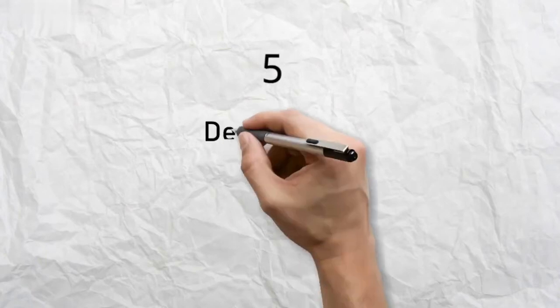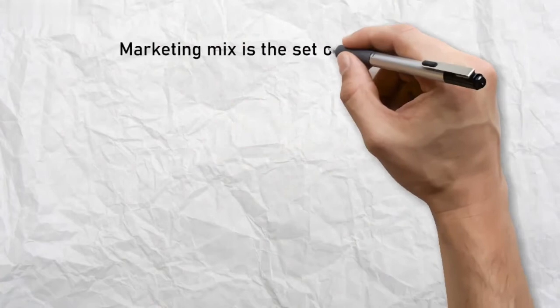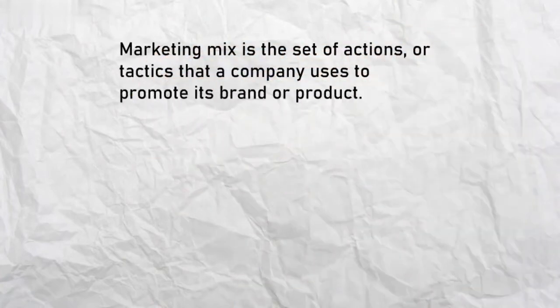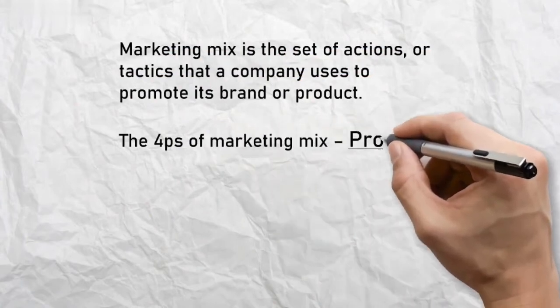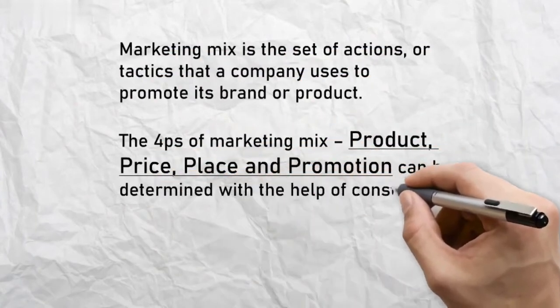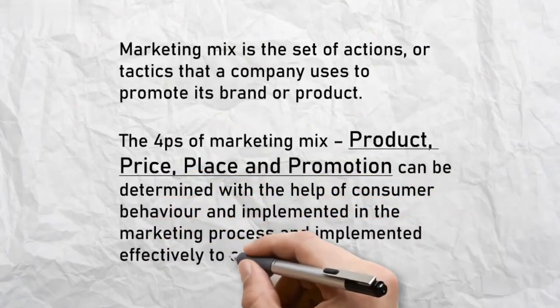Number 5. Designing marketing mix. Marketing mix is the set of actions or tactics that a company uses to promote its brand or product. The 4 P's of marketing mix: product, price, place and promotion can be determined with the help of consumer behavior and implemented in the marketing process effectively to achieve the best results.